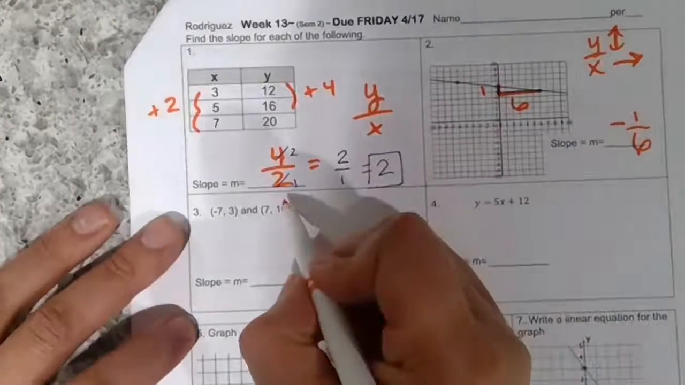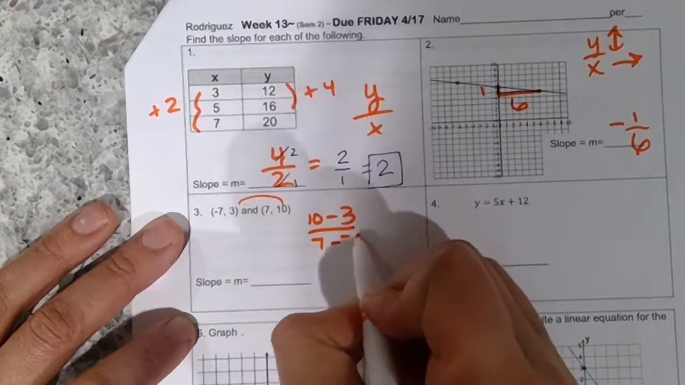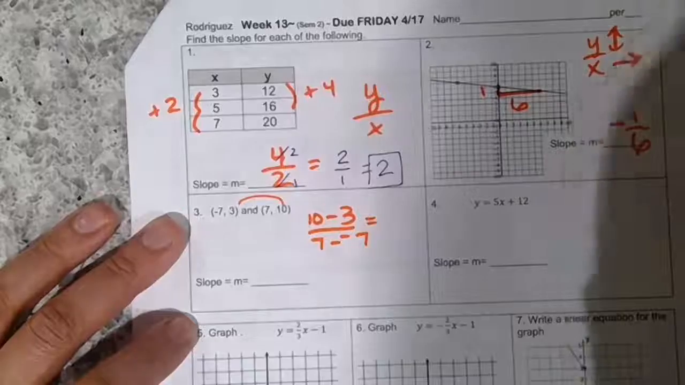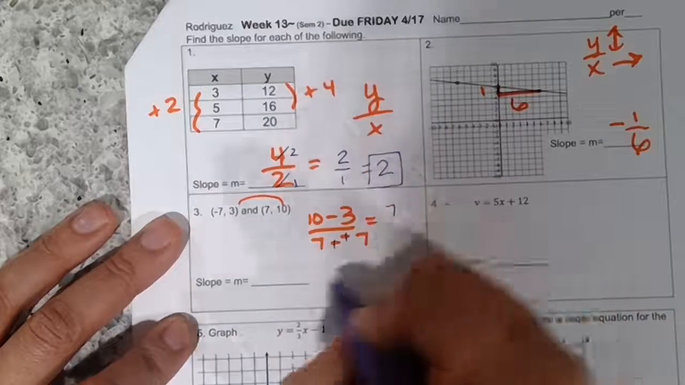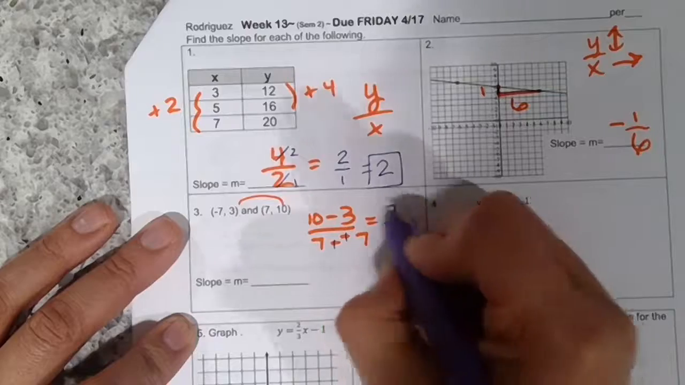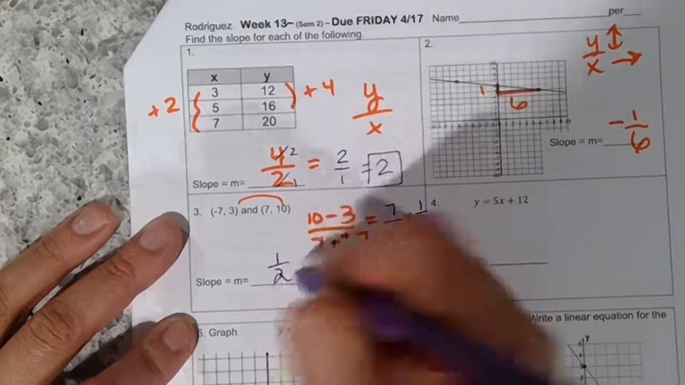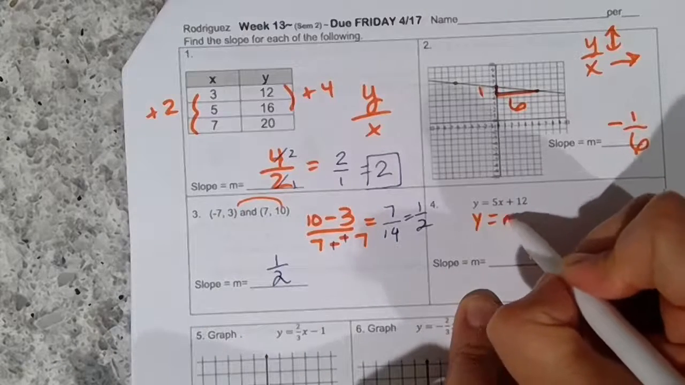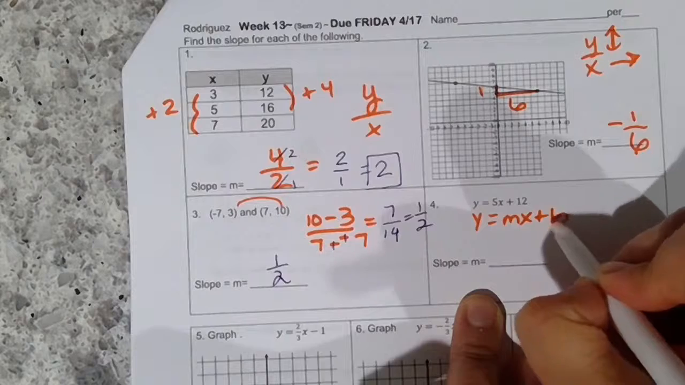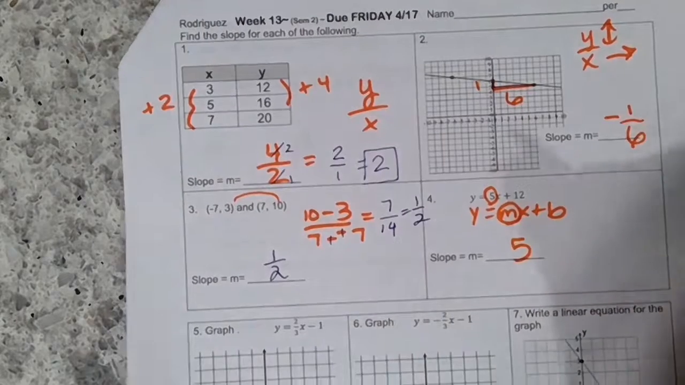Then you have the formula. Formula is 10 minus 3, over 7 minus negative 7. Simplify that. So that's the same thing as 7 over 14. 7 over 14 reduces to 1/2. The equation of a line is y equals mx plus b, and your slope is your m value. So your slope in this case is just 5.